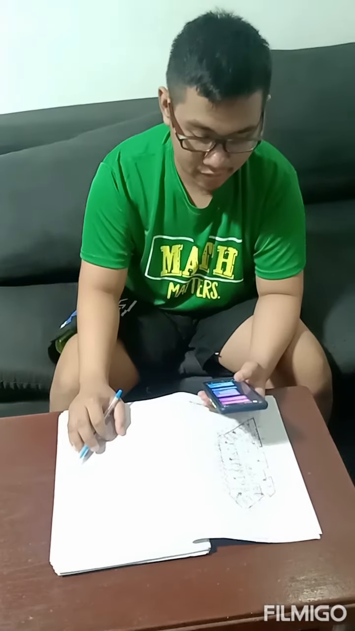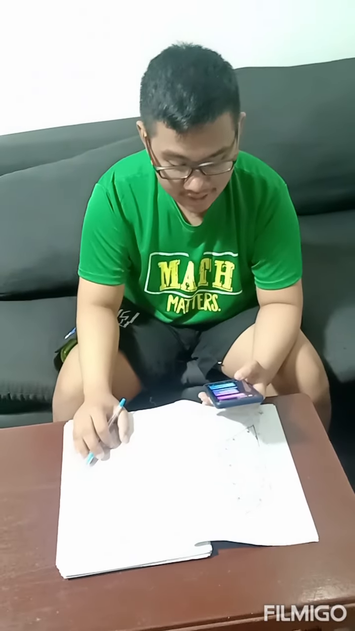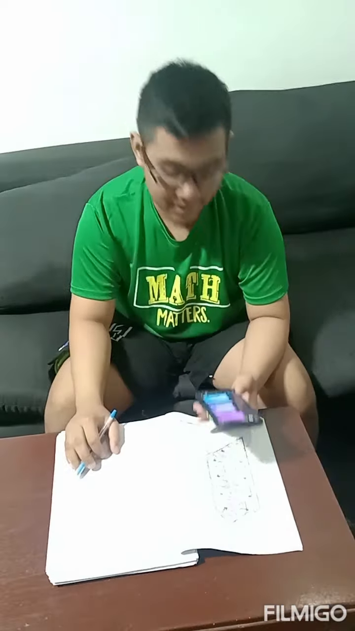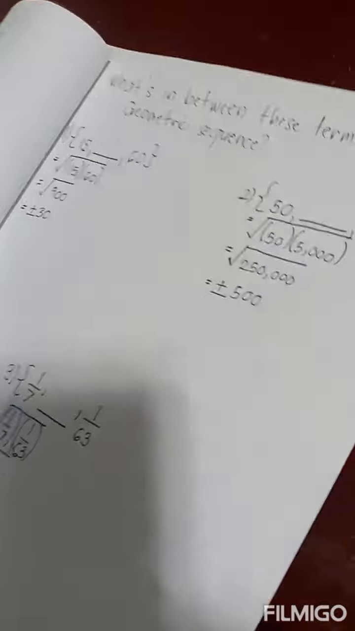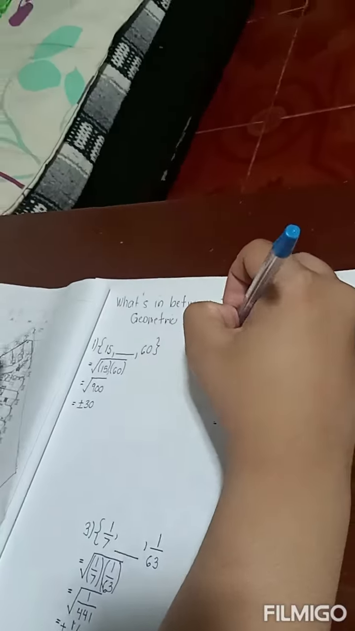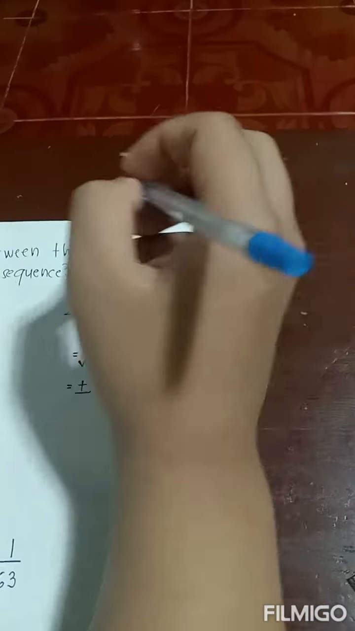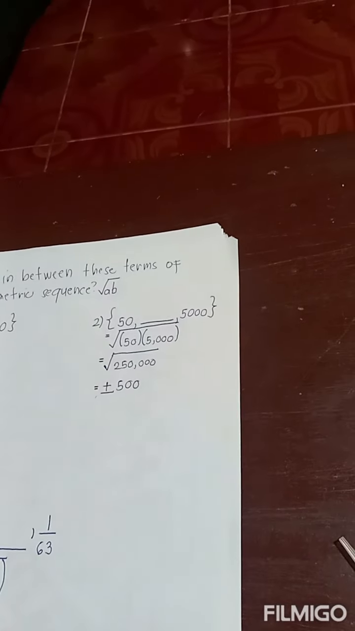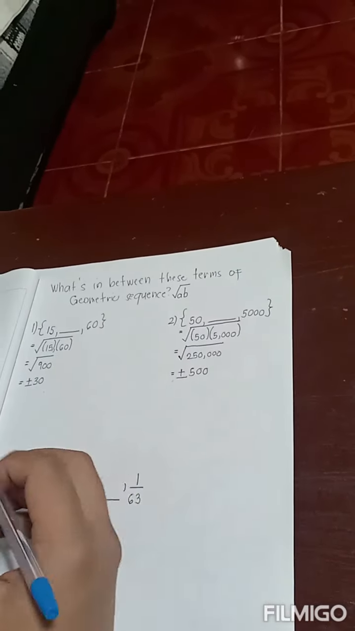Now let's move on to geometric means. What does this mean? Geometric means are terms between any two non-consecutive terms of a geometric sequence. Its formula is the square root of the product of the two terms. For example, again, the square root of the product of two terms. That's the formula. We have three examples that are already solved.